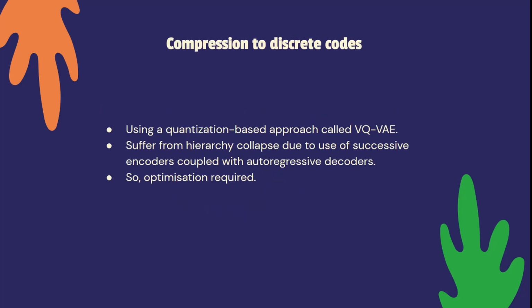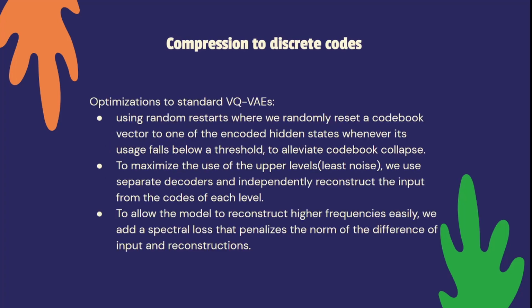Now let us look into how the model has been constructed. Let us begin with compression to discrete codes. Jukebox's autoencoder model compresses audio to discrete spaces using a quantization-based approach called VQ-VAE. But this VAE in its vanilla state suffers from hierarchical collapse due to the use of successive encoders coupled with autoregressive decoders, and requires optimization. A few steps to achieve such an optimization is using random restarts, where we randomly reset a codebook vector to one of the encoded hidden states whenever it falls below a certain threshold.